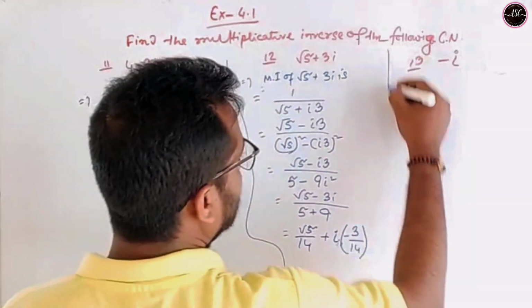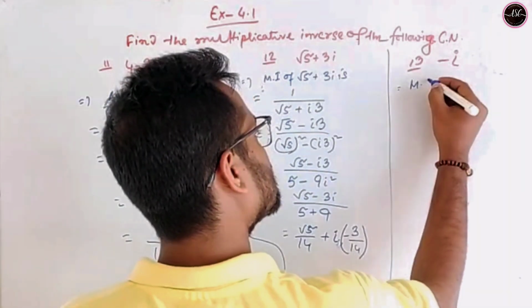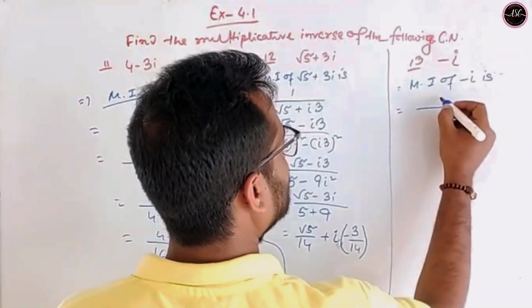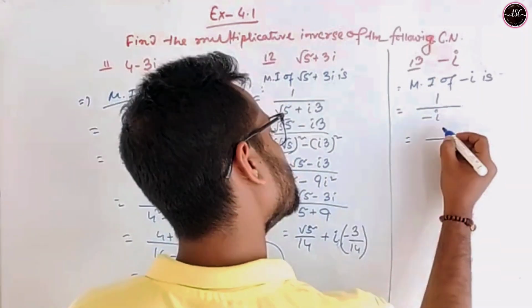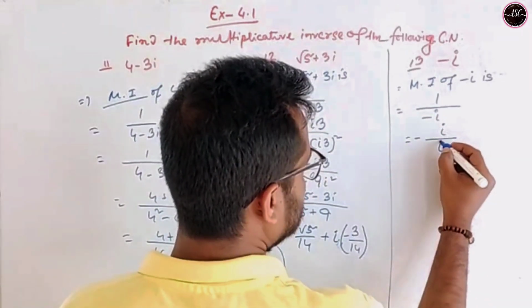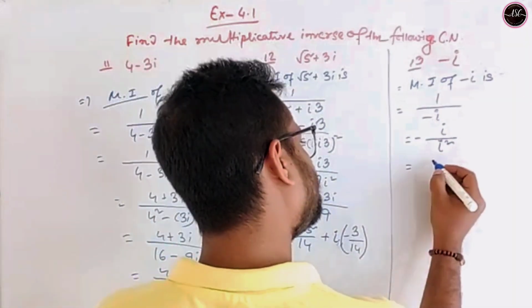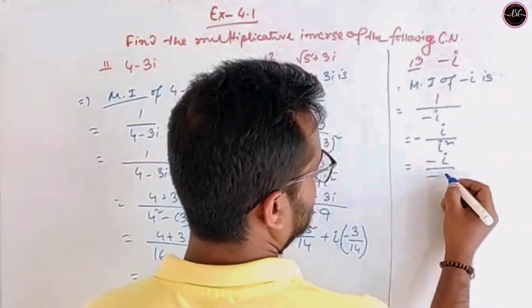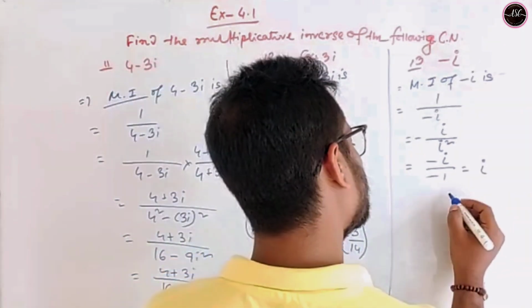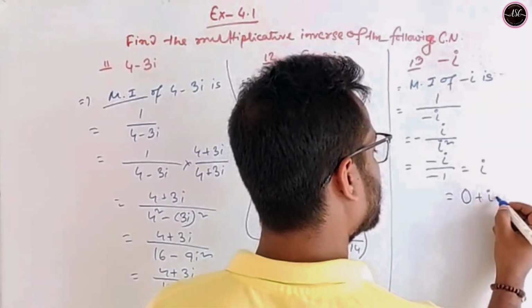Okay. And for this, the multiplicative inverse of minus i is equal to 1 by minus of i. Then rationalize this. We have i and this is i square. Okay. So minus of i and here minus 1. So we have i. Okay. So this can be written as 0 plus i dot 1.